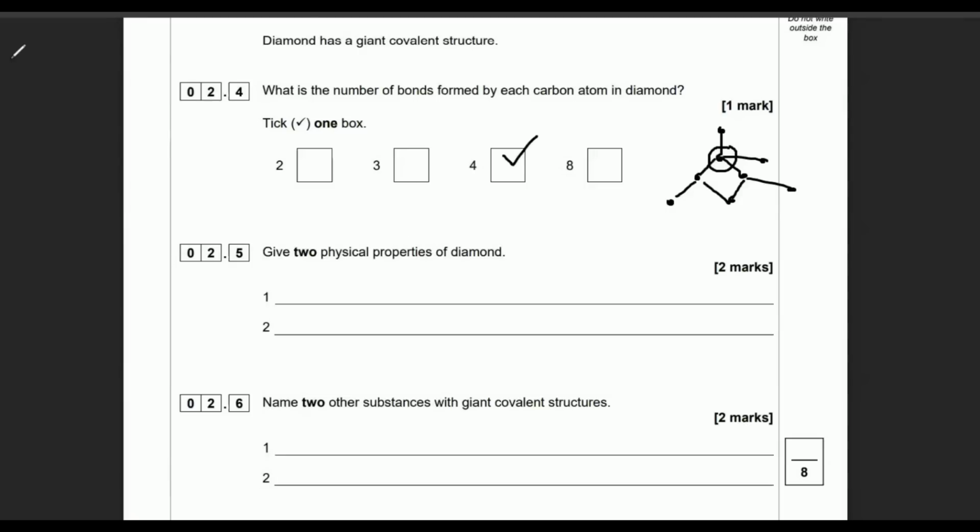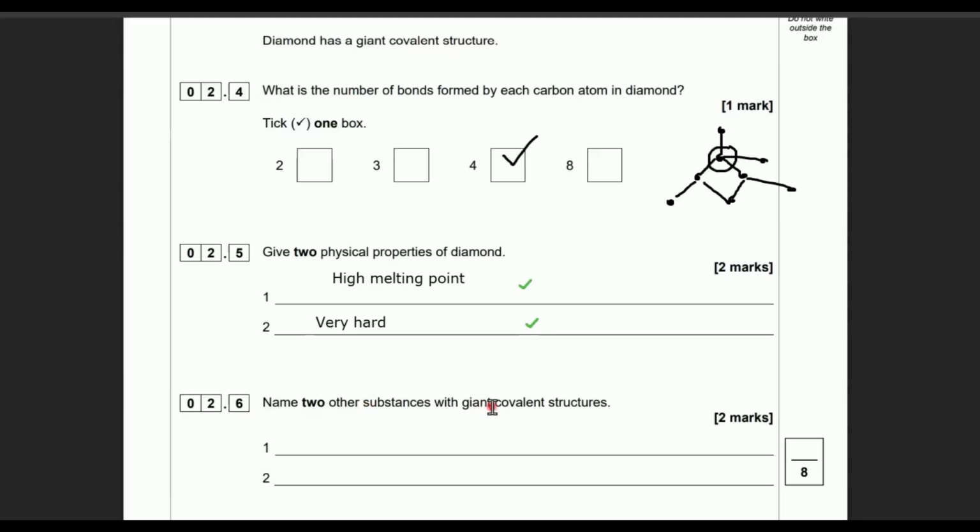Give 2 physical properties of diamond. Right, look at all those bonds that are hard to break. So we're going to go with high melting point. Obviously, unlike water, it doesn't have any weak intermolecular forces. It's just got lots of strong covalent bonds that you need to break. Also, very hard, or we could say it's solid at room temperature. One of the hardest naturally occurring substances on the Earth.